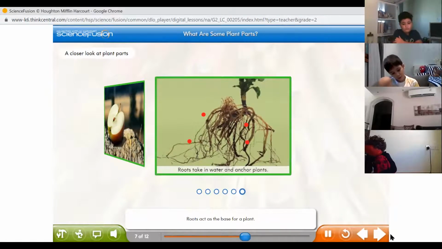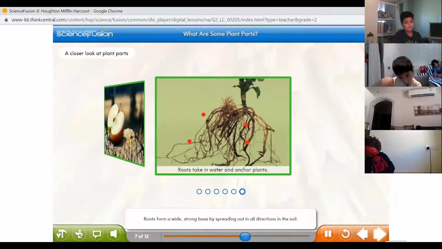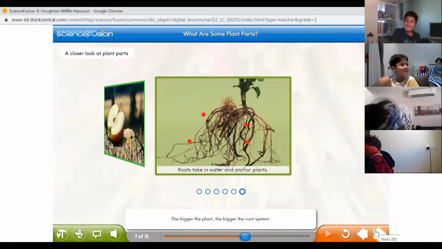Roots act as the base for a plant. Roots form a wide, strong base by spreading out in all directions in the soil. They anchor the plant to the ground. The roots and tiny root hairs take in water and nutrients from the soil. The bigger the plant, the bigger the root system.